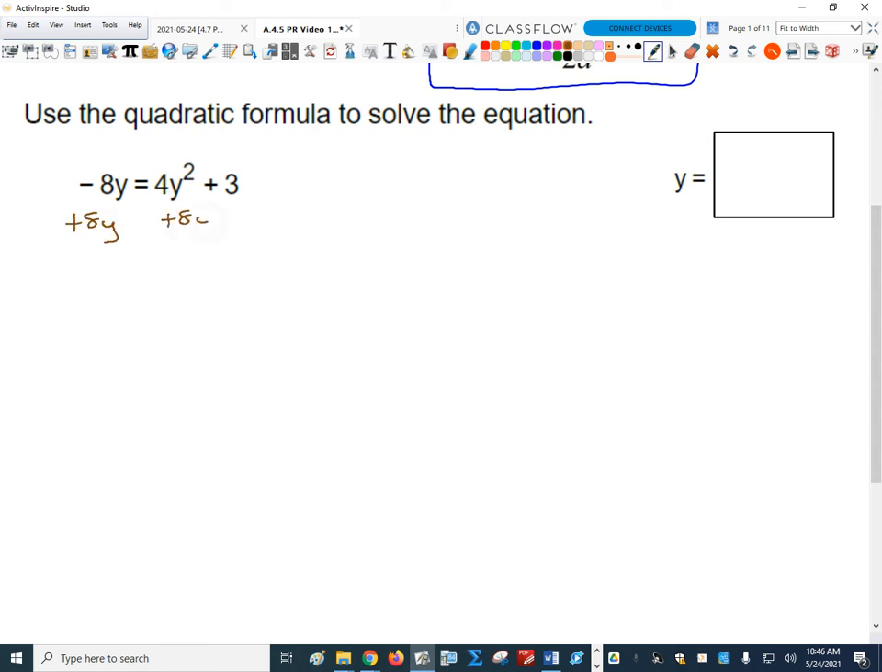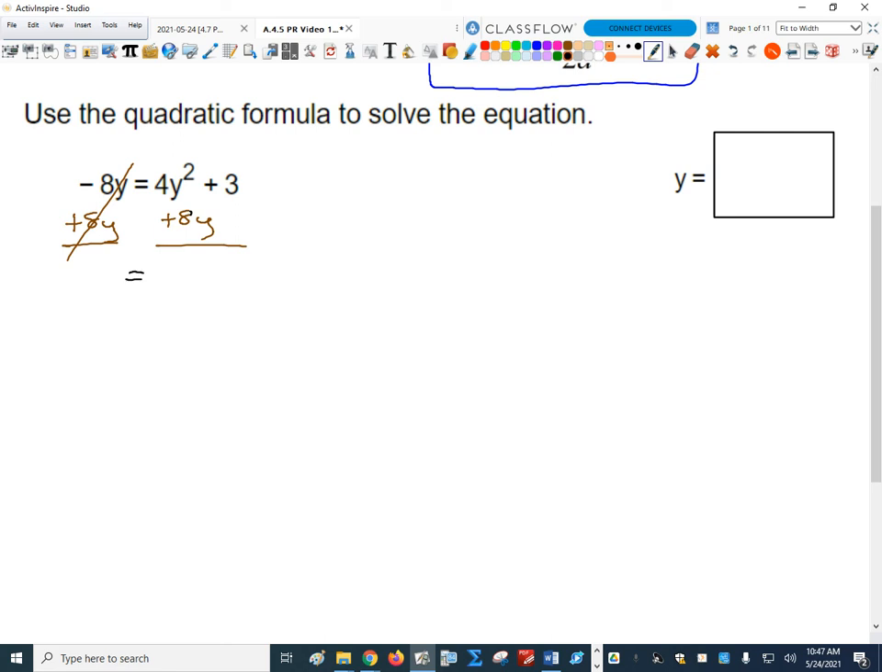So those guys cancel. I get 4y squared plus 3 plus 8y. Well, I can't add any of those terms up, can I? Because 8y doesn't add with 4y squared or with 3. They're not like terms because in this case, the variable is being squared. In this case, it's not, right? Does that make sense? Okay.